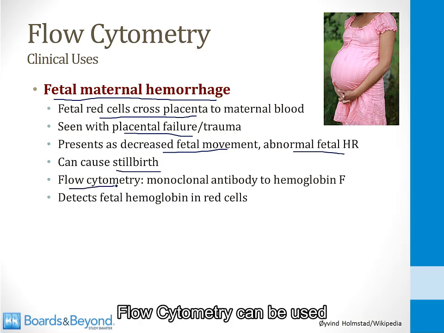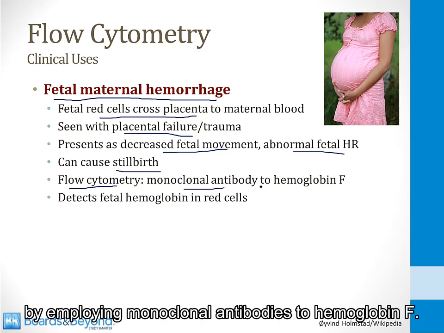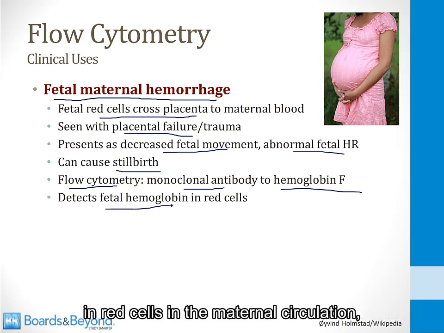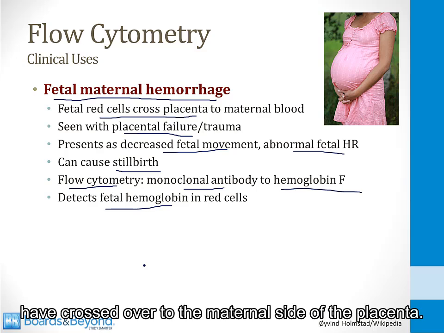Flow cytometry can be used by employing monoclonal antibodies to hemoglobin F. If you detect significant amounts of fetal hemoglobin in red cells in the maternal circulation, it indicates that fetal red blood cells have crossed over to the maternal side of the placenta.